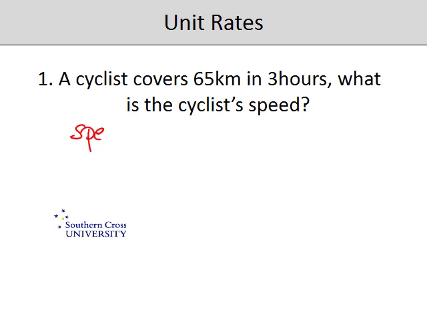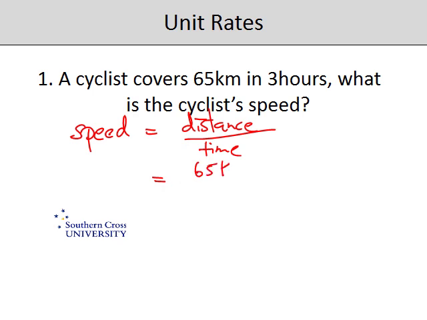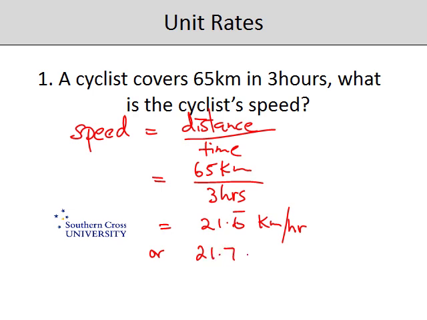Now we know that speed is equal to distance over time, or distance divided by time, which is 65 kilometres over 3 hours, which comes out at 21.6 recurring kilometres per hour. Or we could go to 21.7 kilometres per hour if we wanted to round our answer to 1 decimal place.